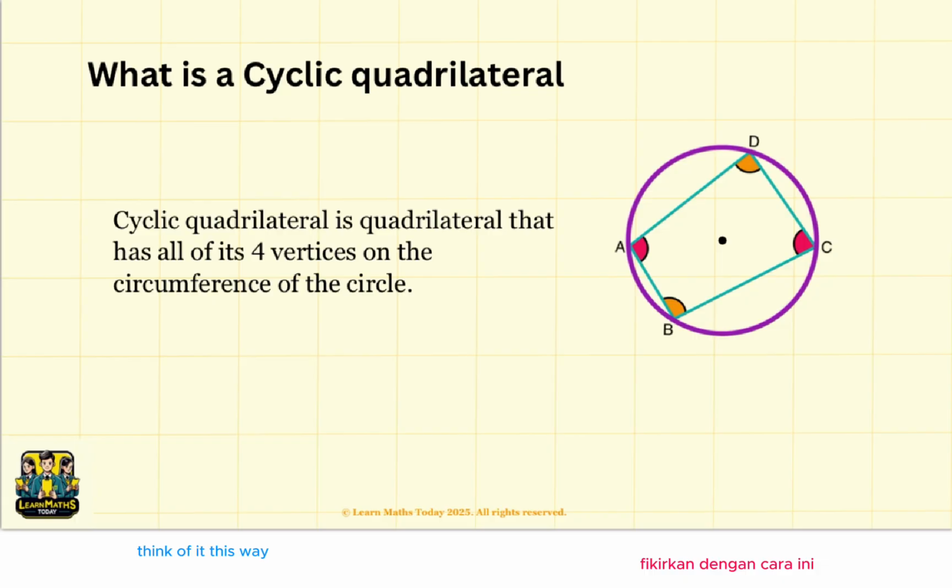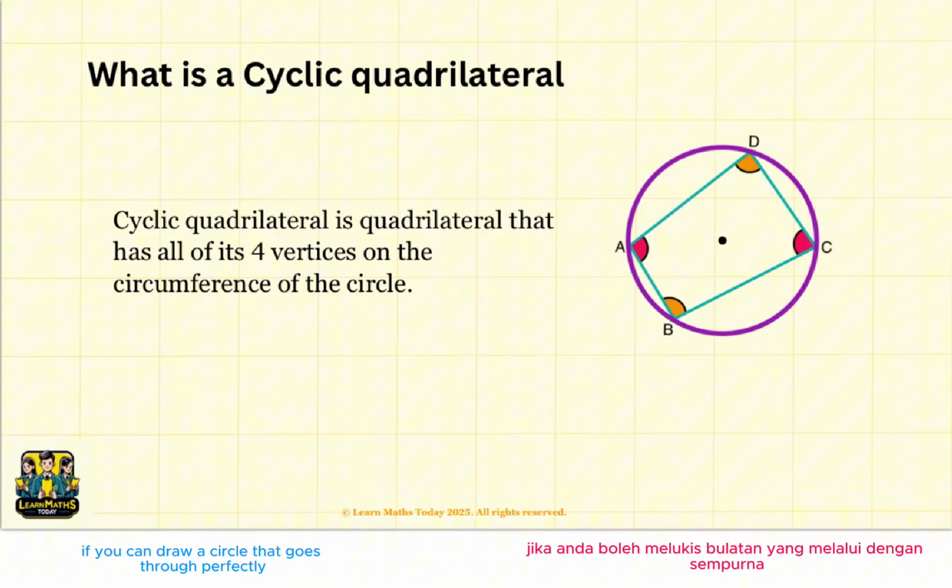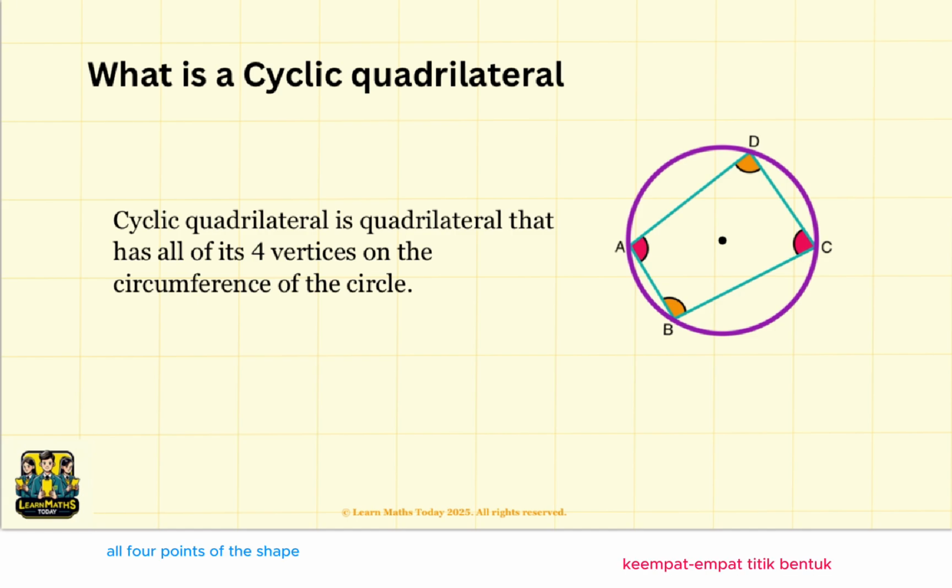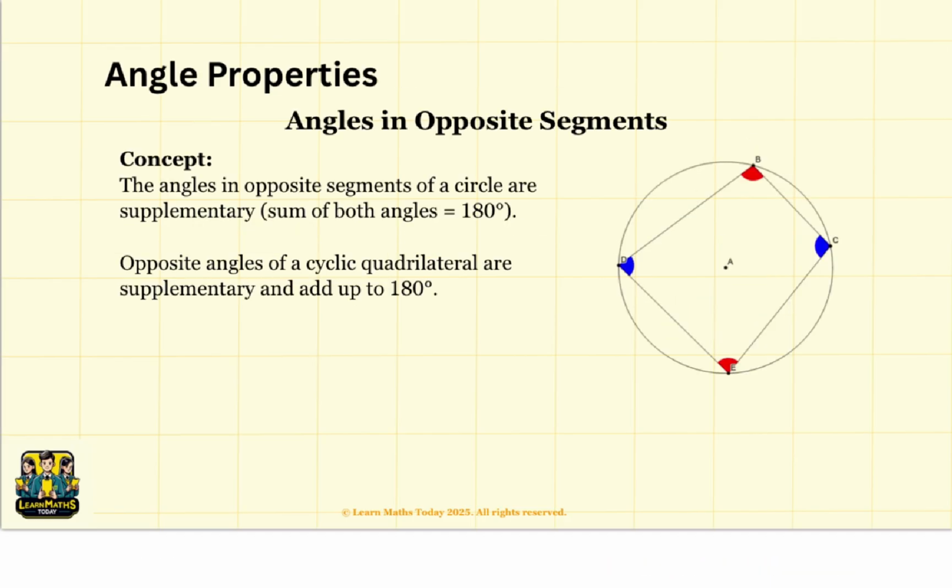Think of it this way. If you can draw a circle that goes perfectly through all 4 points of the shape without missing any of the 4 points, then it's a cyclic quadrilateral. Let's look at a very cool rule about angles in the circle.